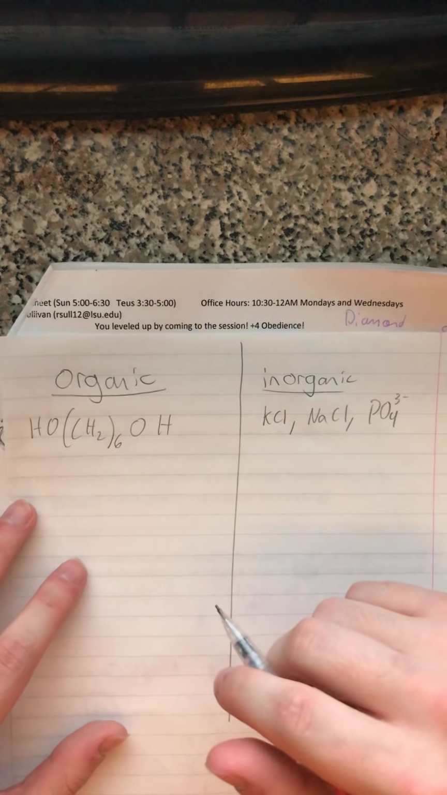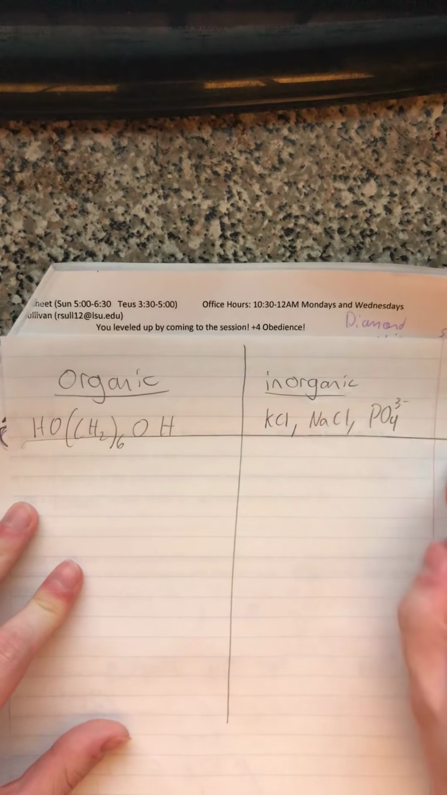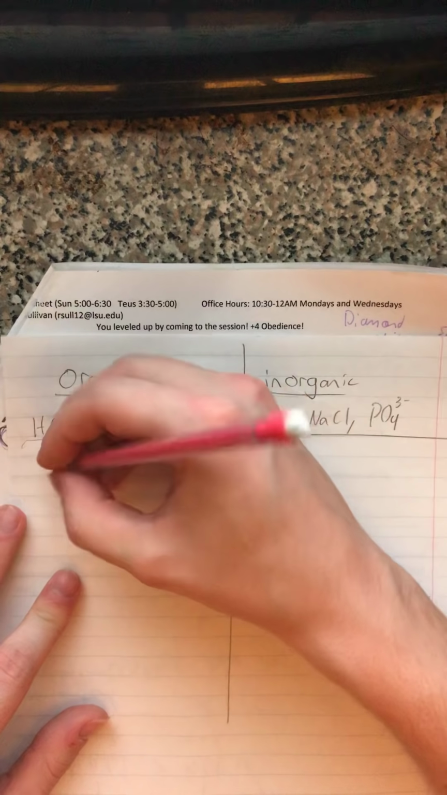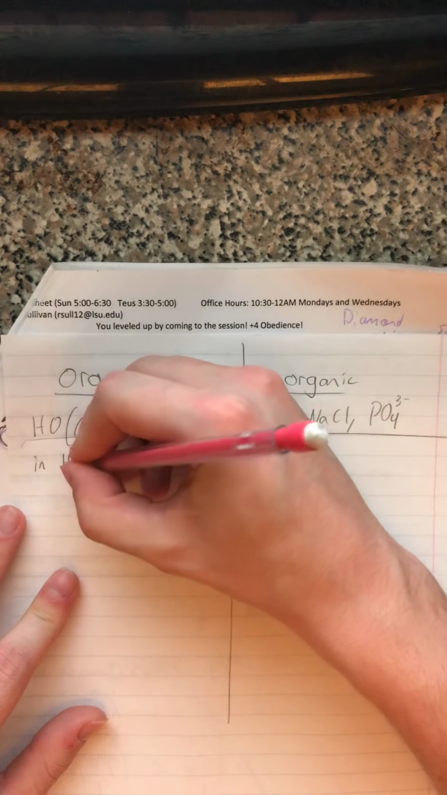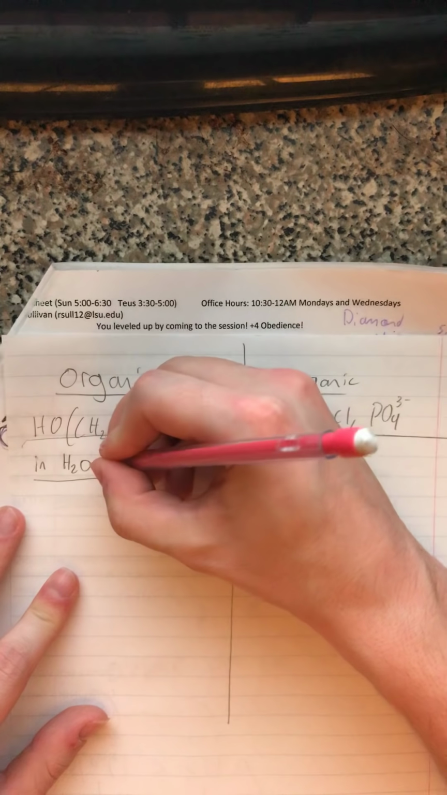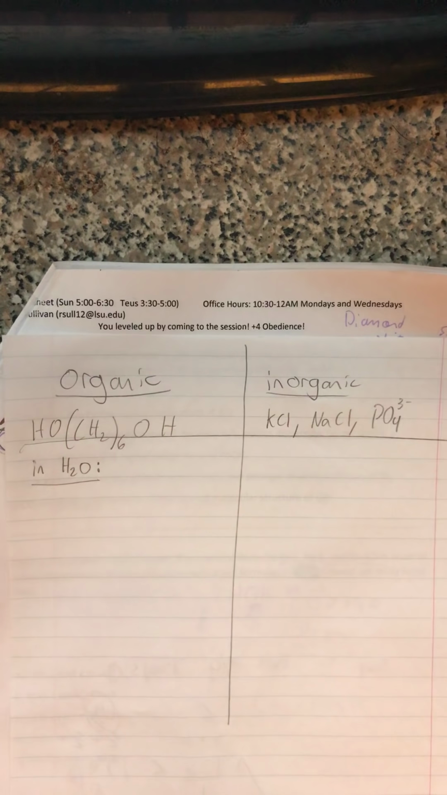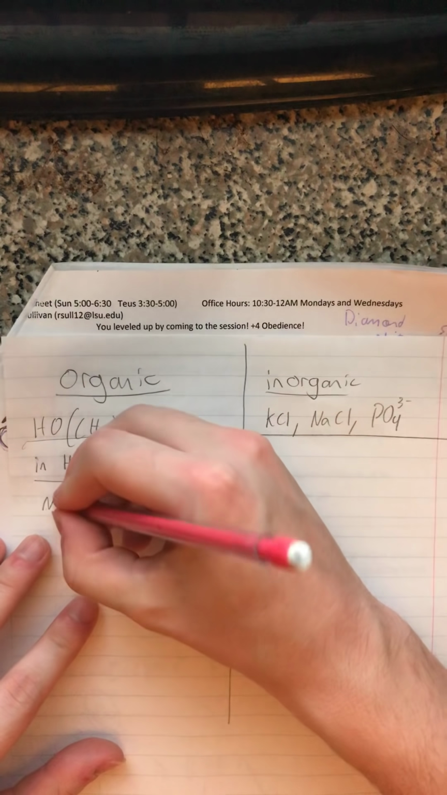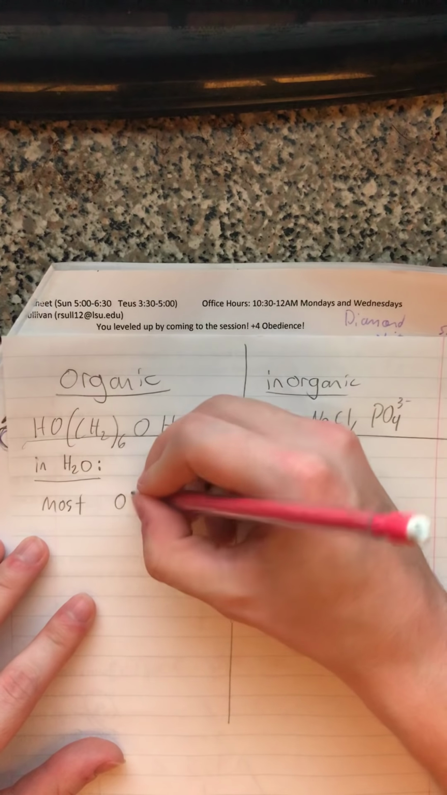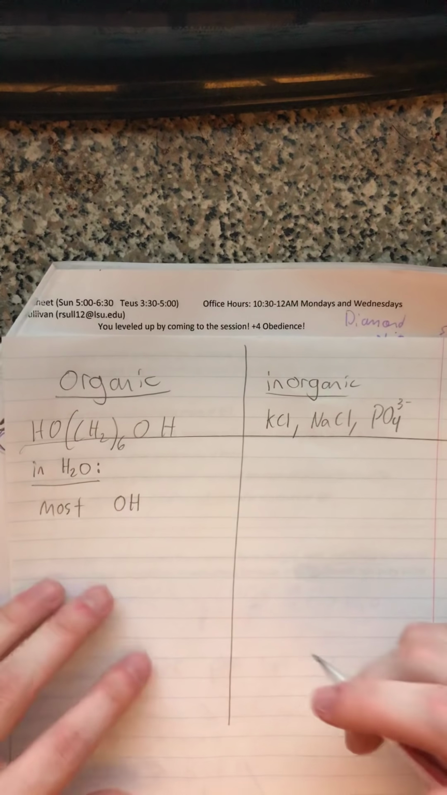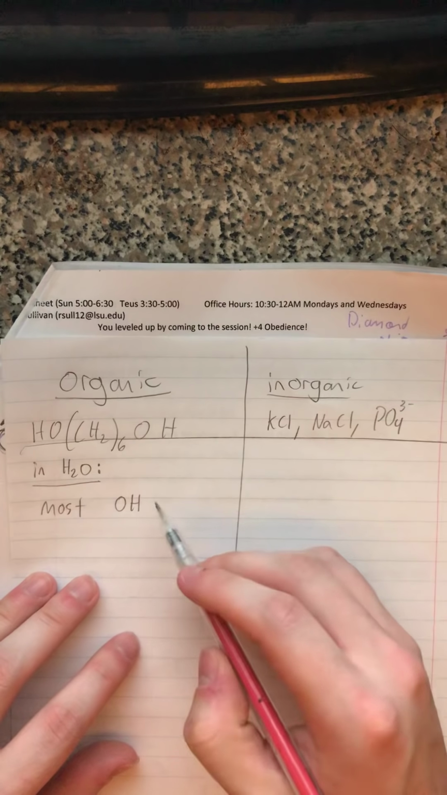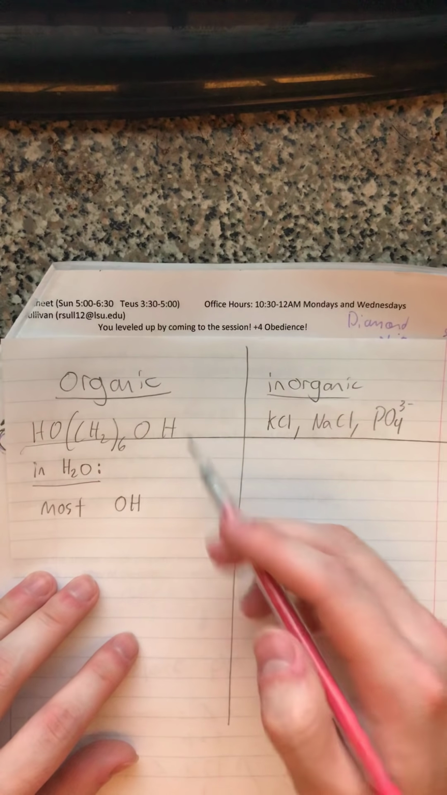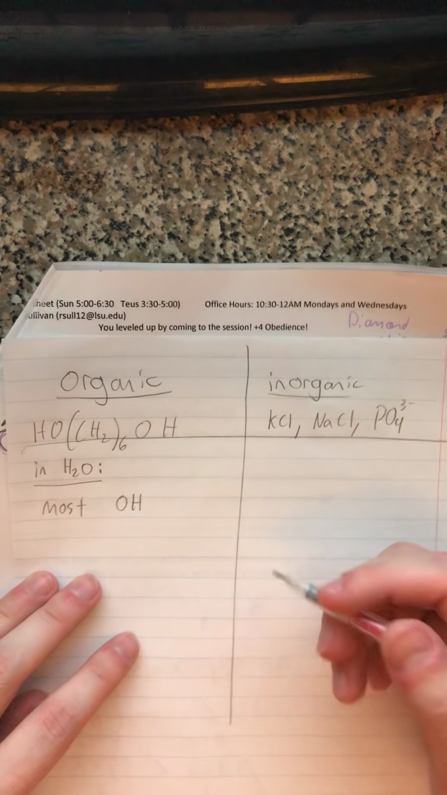Okay, so if you get organic things, then in water, the most soluble thing will be whatever has the most OH groups. So if something has 2 OHs, like this thing I drew up here, then that would probably be something that's pretty soluble.